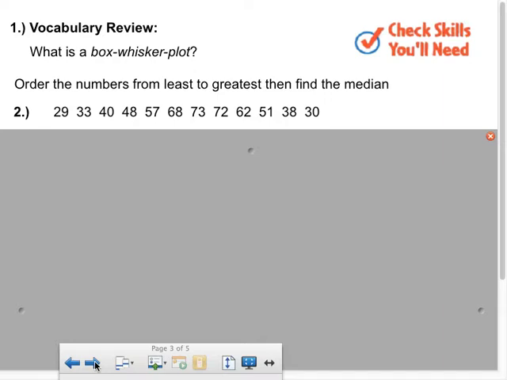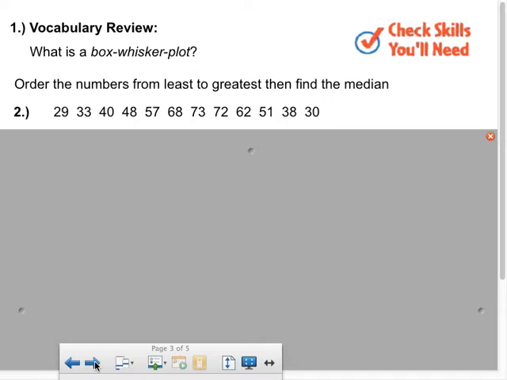Right. Okay, so she's absolutely correct. We're going to order the set from least to greatest, and then we're going to find the middle number. Is there a middle number here? Is there going to be a middle number? Why not? It's an even set, so there's going to be 2 numbers in the middle.